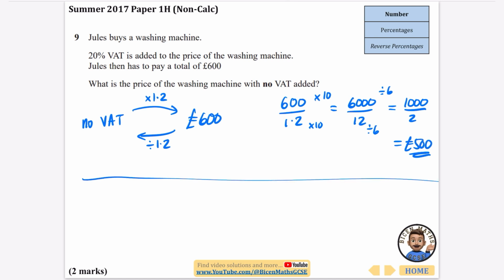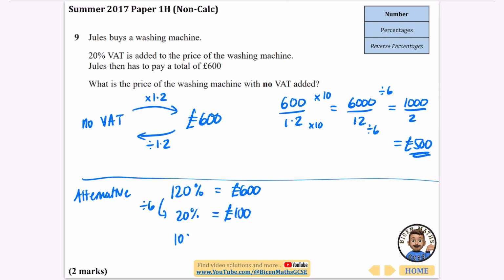Now, there is a different way of thinking about this. So here's my alternative. Because it's already had the 20% added on, we could say that the £600 is representative of 120%. So we could divide it by 6. If I divide it by 6 on this side, I would find out what 20% is, because it's a non-calculator one. If I divide that by 6, I get £100.